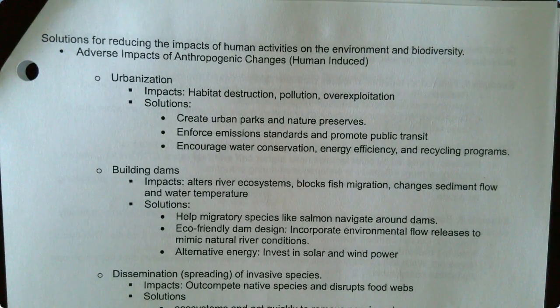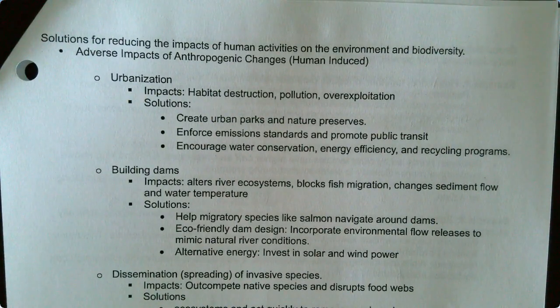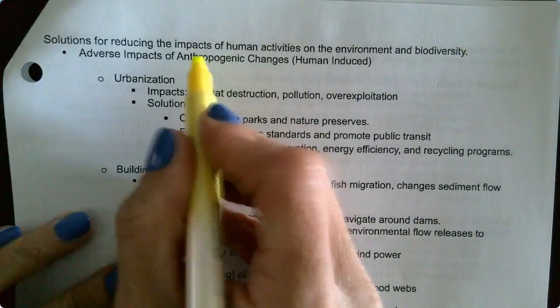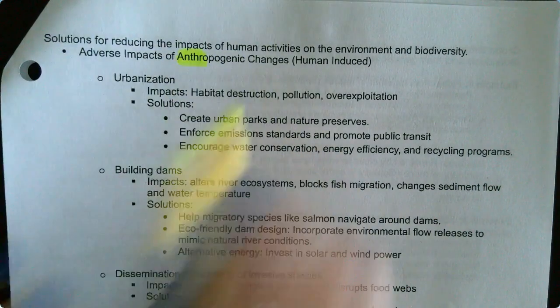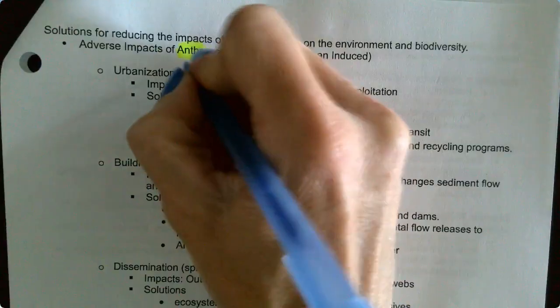Solutions for reducing the impacts of human activities on the environment and biodiversity. Biodiversity again means the number of different organisms living in a given area. Adverse impacts of anthropogenic changes. When I see that word anthropogenic, again, I'm going to break that down. Anthro meaning human, genic meaning producing. Even if you can just keep that anthro part, human, anthro, human, that's going to really help you.